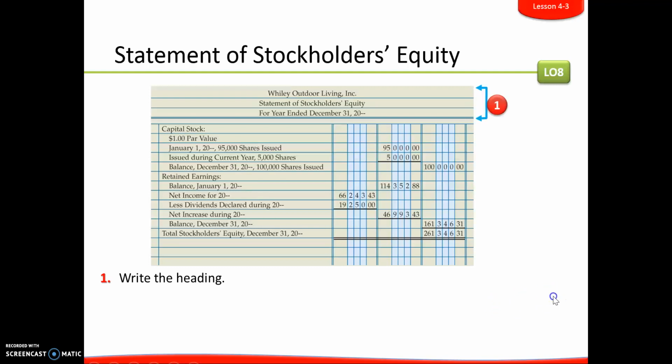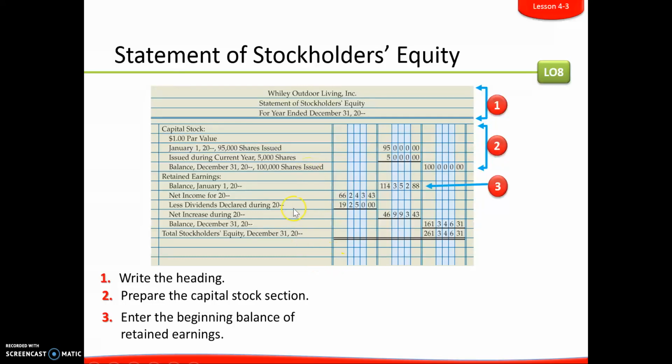We, of course, have our heading as normal. Our capital stock section comes first. The par value is always listed. We have our balance of stock at the beginning of the year. We say how many shares have been issued because not always is the par value $1. Sometimes the par value might be 10 or 5 or 25, so we always list the number of shares that were issued. Next comes how many we issued during the year. We issued 5,000 more shares, and that will give us our balance of capital stock on the last day of the year.